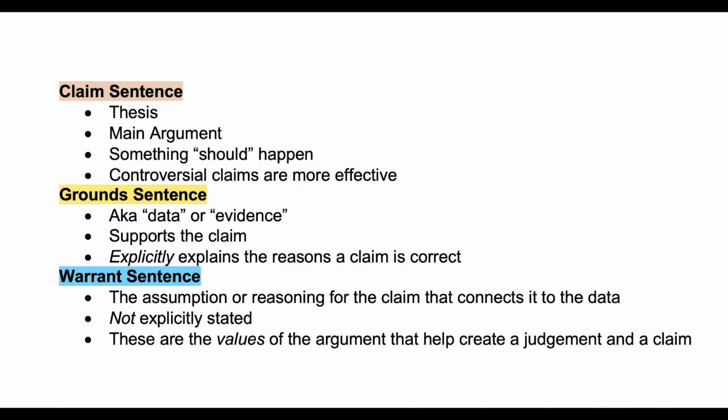Now, something that a lot of people may not know about is the warrant sentence. The warrant sentence is pretty easy as well. It's essentially the underlying logic or the assumption or the reasoning that allows you to create the claim and connect it with the data, okay? Now, depending on the argument, there can be multiple warrants present, okay? That being said, the warrants within an argumentation for the Toulmin method are never explicitly stated, okay? They're the sort of things that you're thinking about and create value towards creating a claim, okay?